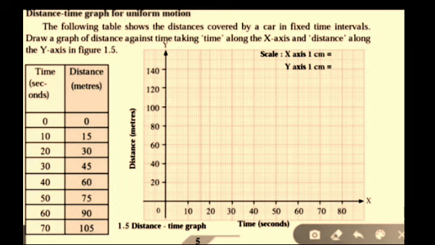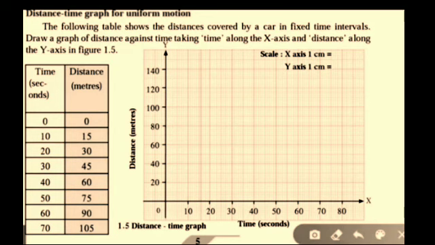Distance time graph for uniform motion. The following table shows the distance covered by a car in fixed time intervals. Draw a graph of distance against time, with time along the x-axis and distance along the y-axis. See in this table, time is given in seconds and distance in meters. Time is given 0, 10, 20, 30, 40, 50, 60 and 70. And distance in meters is 0, 15, 30, 45, 60, 75, 90 and 105.